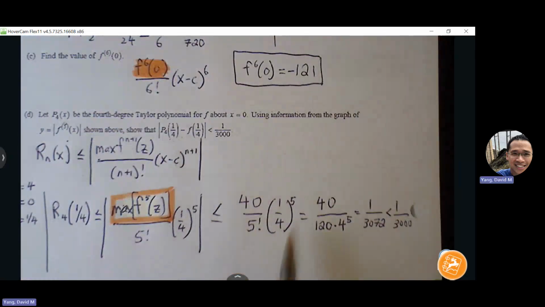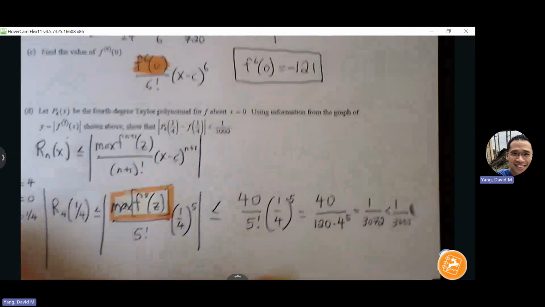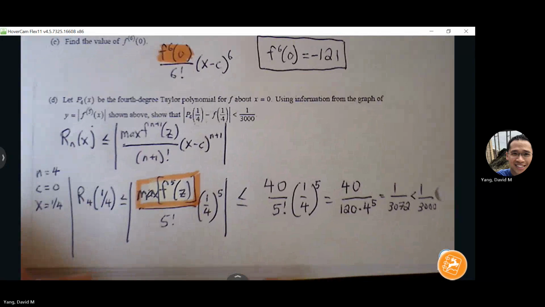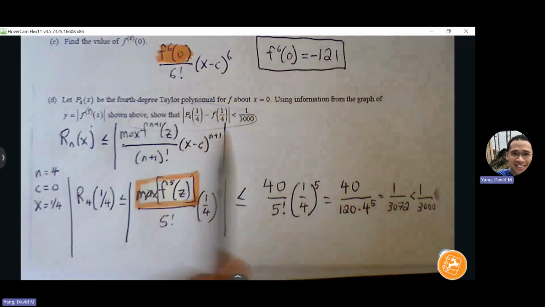Now, if we calculate this out, this is guaranteed to be less than 1/3000 because this cleans up to be 1/3072. So we're able to prove using Lagrange error bound that this is true.